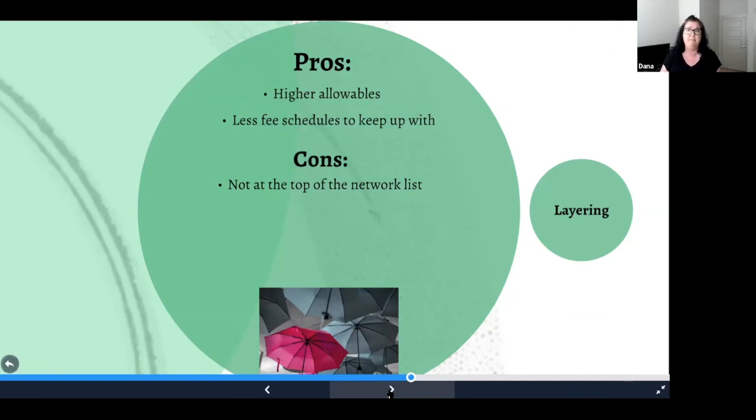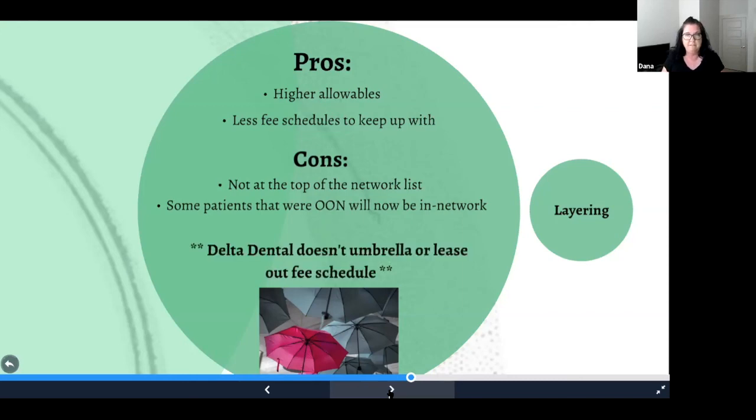But you're not going to be at the top of any network lists by doing it this way. And some patients that were out of network will now be in network. This is a big, big thing to know, that if you go into an umbrella plan, some of your out of network patients will now be considered in network through an umbrella. So keep that in mind. Delta Dental does not umbrella or lease out a fee schedule. Delta Dental is its very own beast, just like we all know this, but they don't lease their fee schedule out, and they don't umbrella on anybody else.